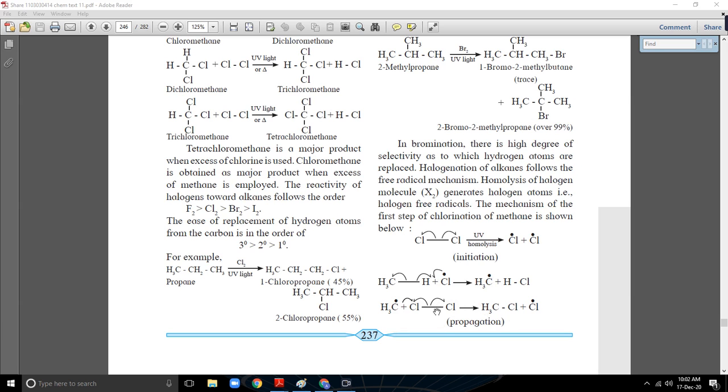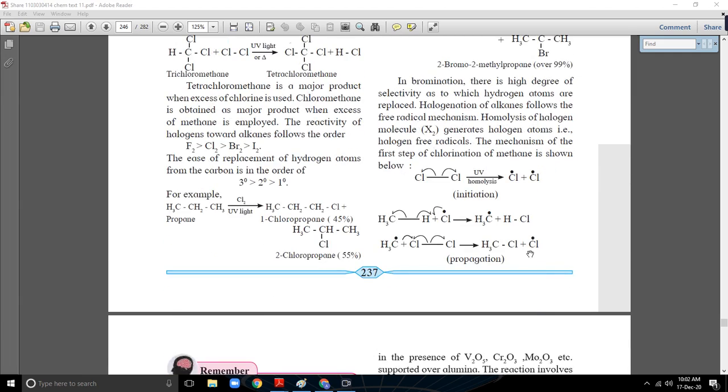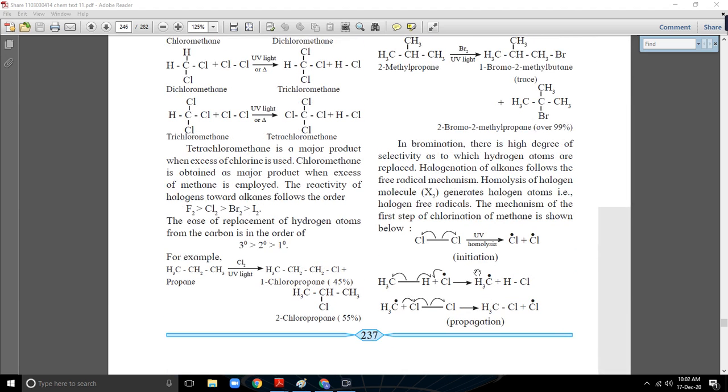Next, a chlorine molecule combines with this methyl radical and gives CH3Cl. Now we have to stop this reaction. So there are three steps: initiation, propagation and termination. We'll add any reagent which terminates the reaction. It is a free radical mechanism, homolytic fission, which we have already studied in chapter number 14, heterolysis and homolysis. So this one is homolysis.